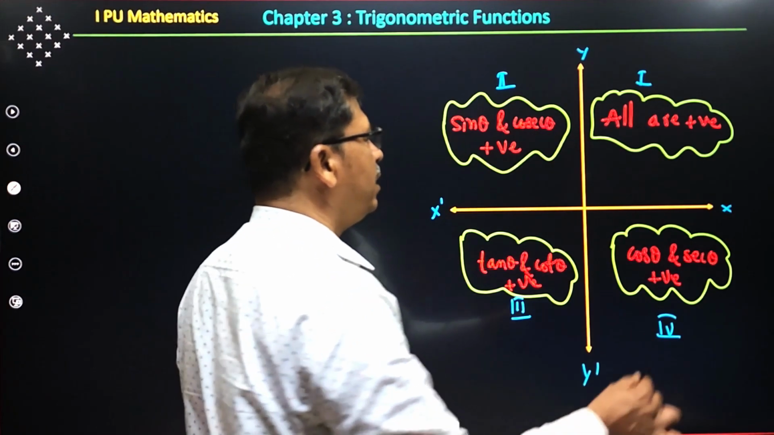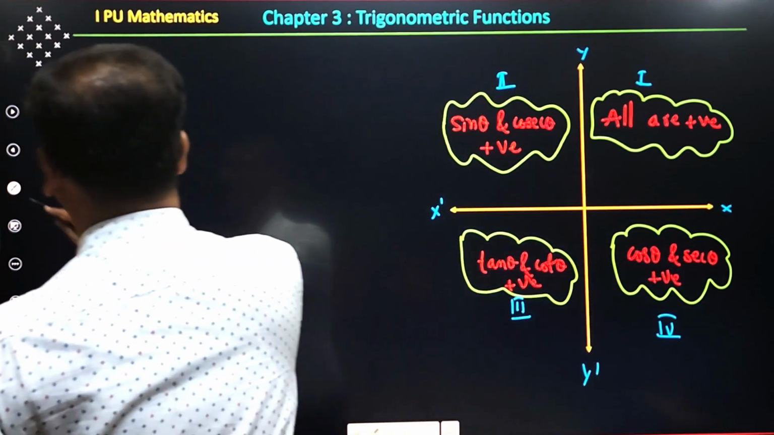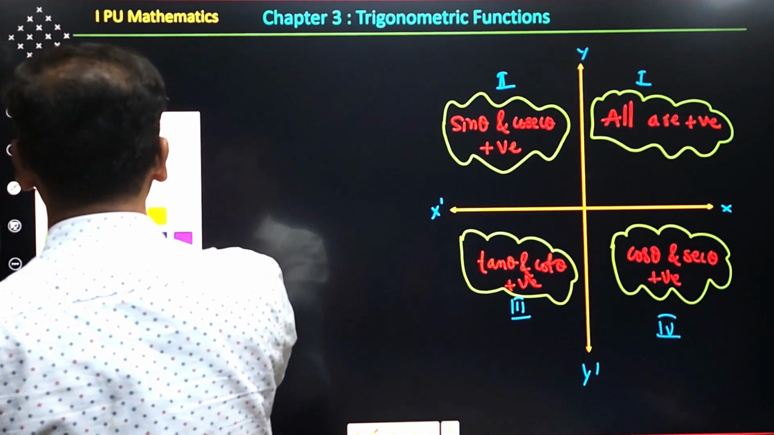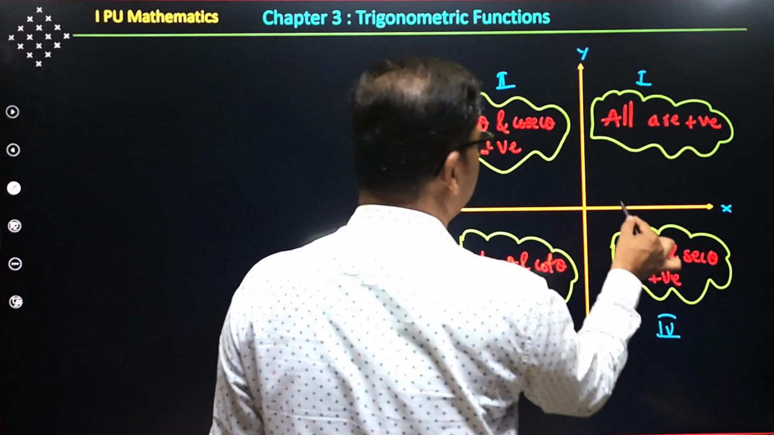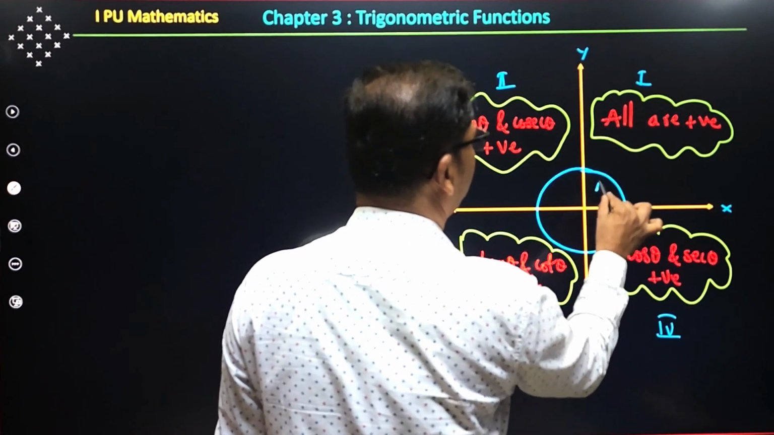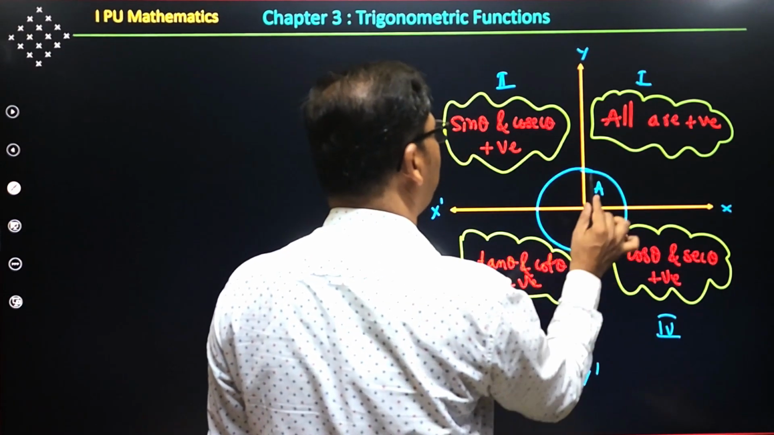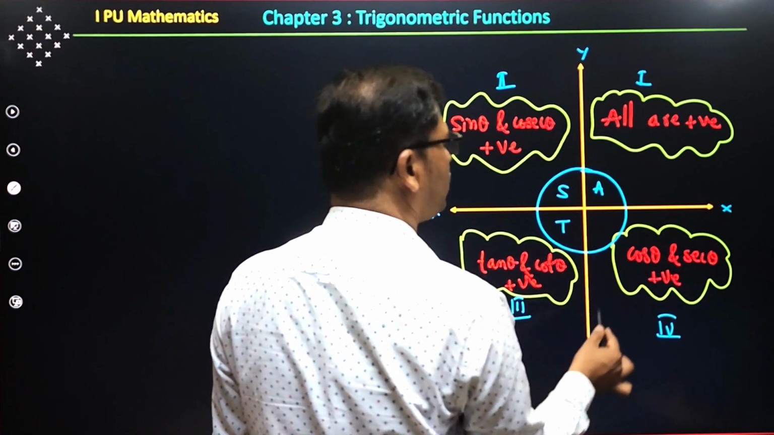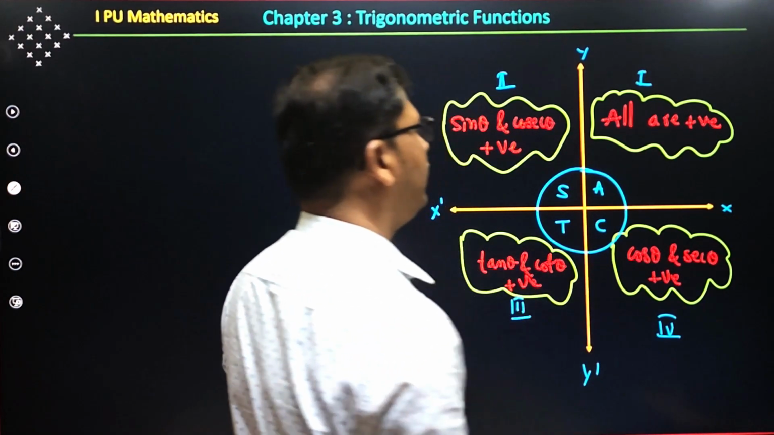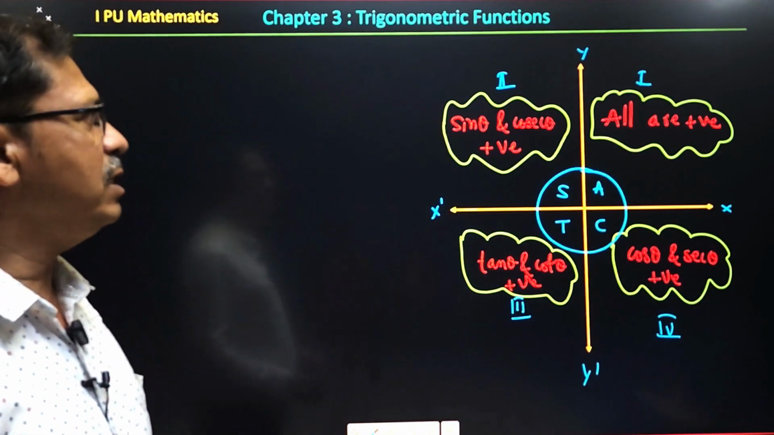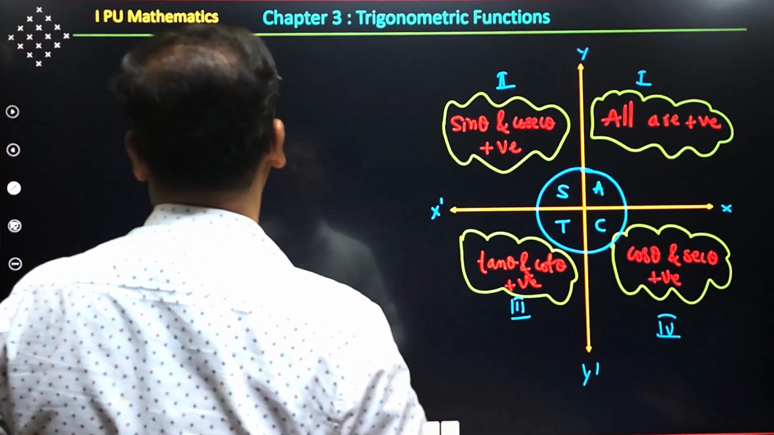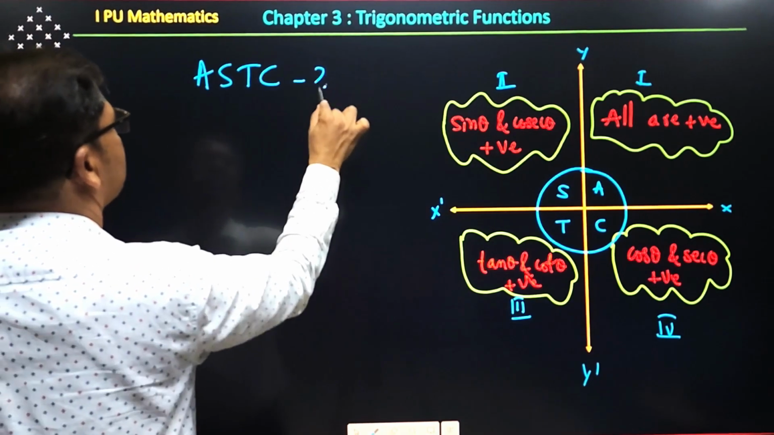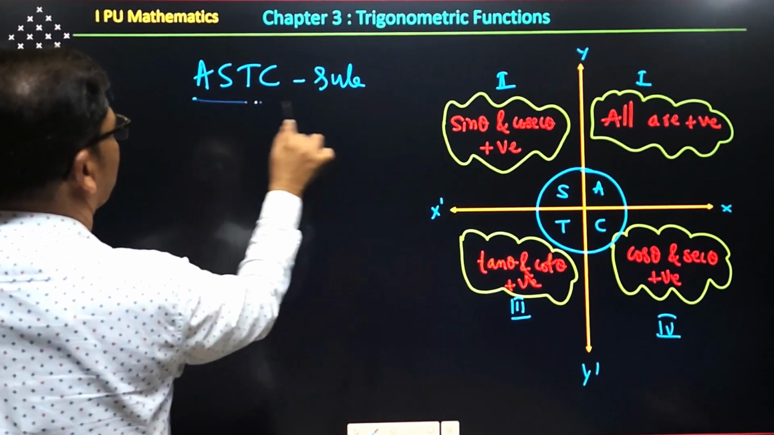So this we also call the ASTC rule. Look here: all positive in the first quadrant, in the second quadrant sine and cosec positive, tan and cot positive, cos and sec positive. We call this the ASTC rule. All students take copy rule. This is the ASTC rule.